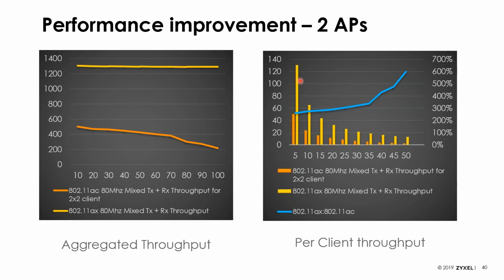Same thing on per client. Obviously the per client throughput will drop when you get more and more clients onto the APs, but AX keeps performing way better than AC, even on per client throughput.